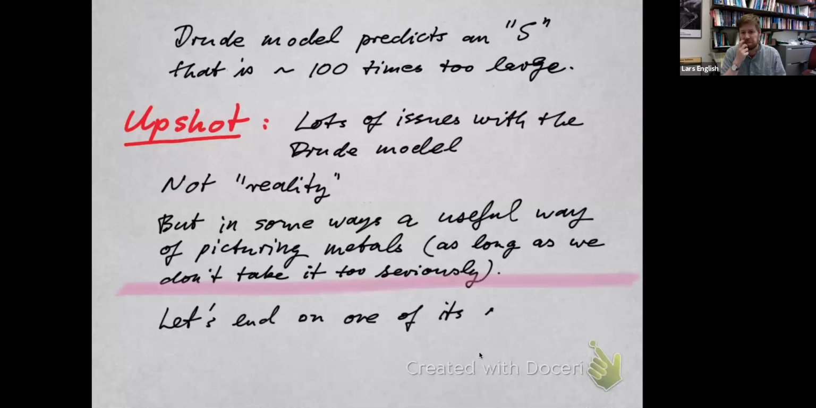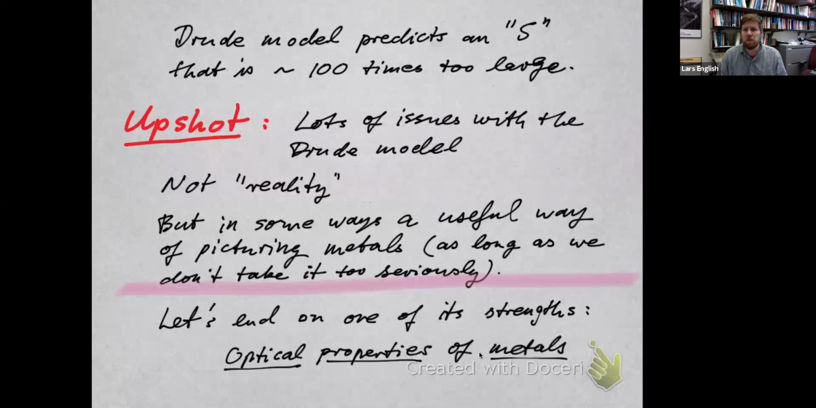So I would say one of the strengths and one of the useful areas for the Drude model has to do with optical properties of metals. It just gets that bit of it right. And so that justifies, for us, at least in that context, taking this Drude model as a useful model for us to picture.